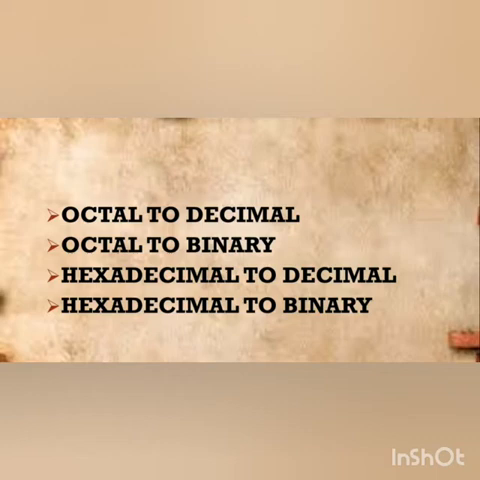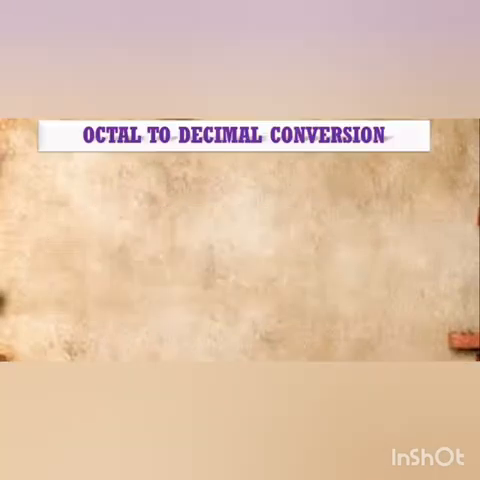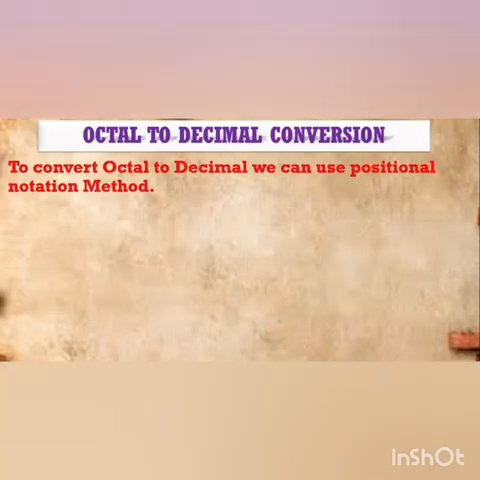Now let us see the conversion of octal to decimal, octal to binary, hexadecimal to decimal and hexadecimal to binary. Let us see the first conversion type, octal to decimal. To convert octal to decimal, we can use the positional notation method. To convert any number system to decimal, we use the positional notation method. Just now we saw binary to decimal conversion, and there also we used the positional notation method. In the same way, to convert decimal to any number system, we use the repeated division method.